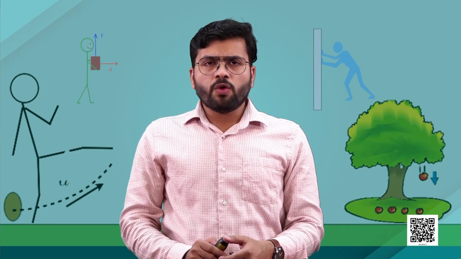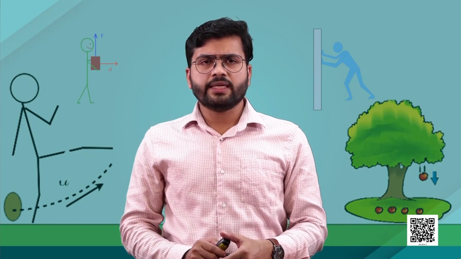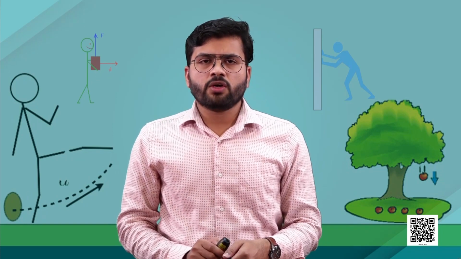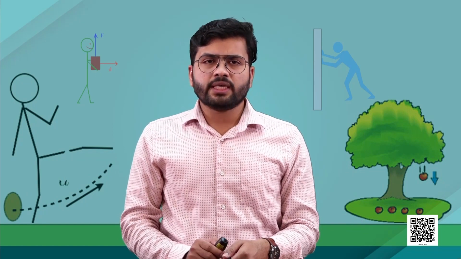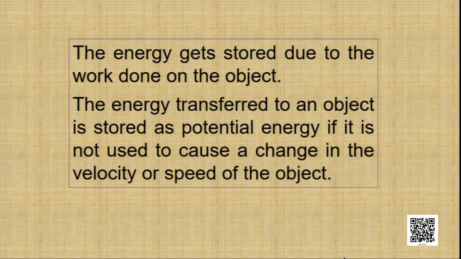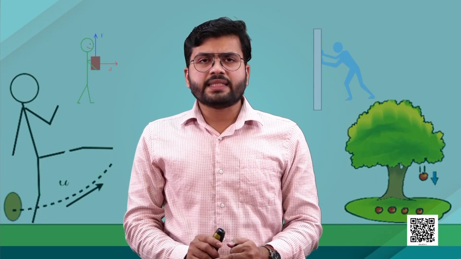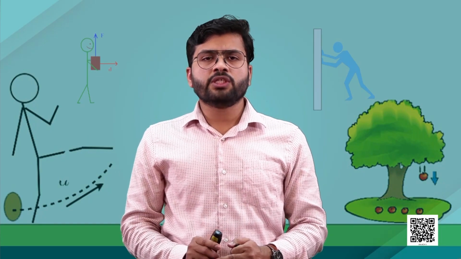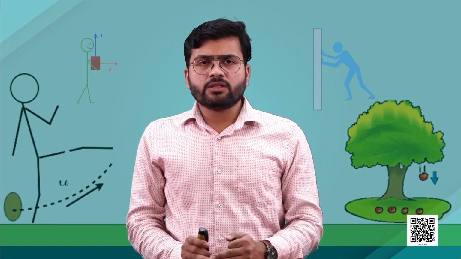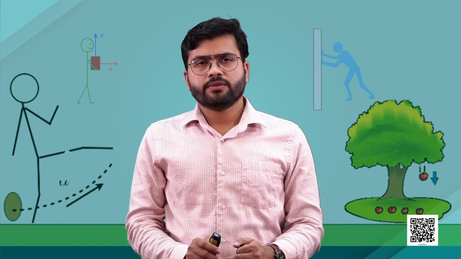If you go for the definition of potential energy, the energy that gets stored due to the work done on the object is called potential energy. The energy transferred to an object is stored as potential energy if it is not used to cause a change in the velocity or speed of the object. That is what we understood from that activity also. Unless there is a change in the velocity or speed of that object due to the work done on it, the energy possessed by it will be potential energy.